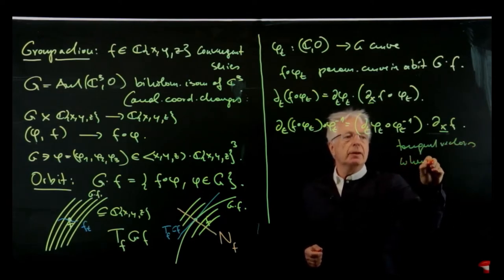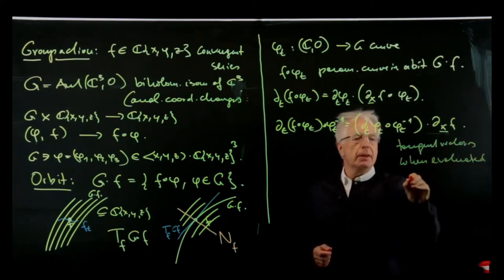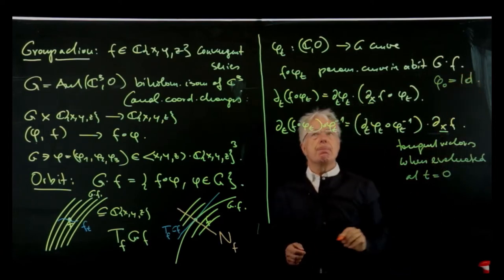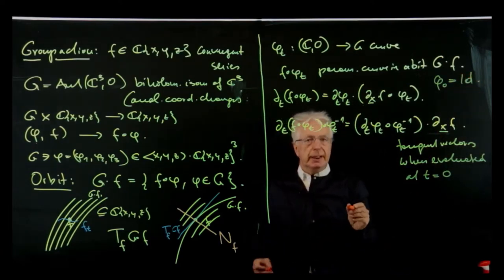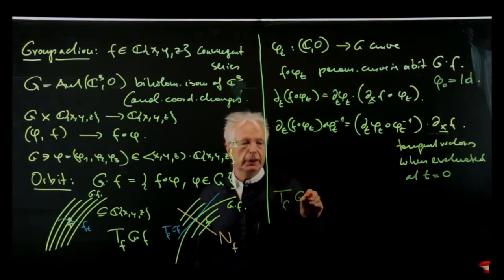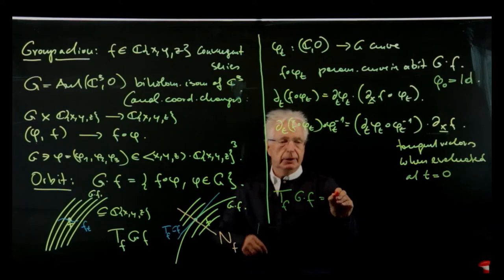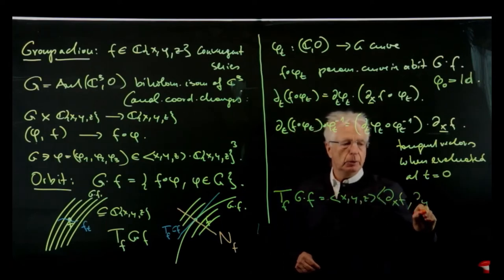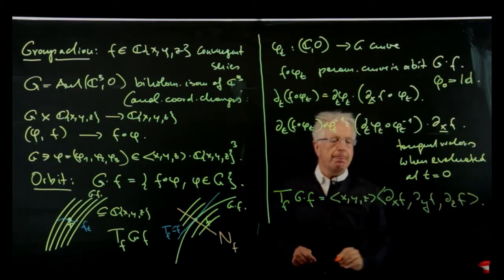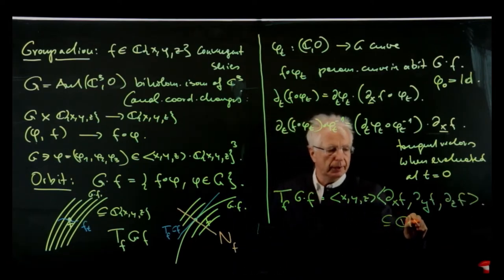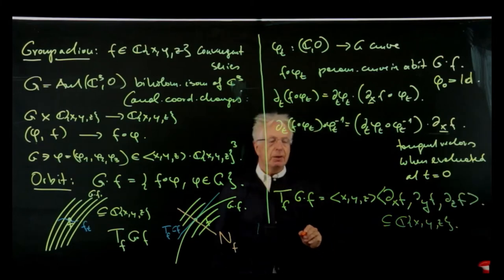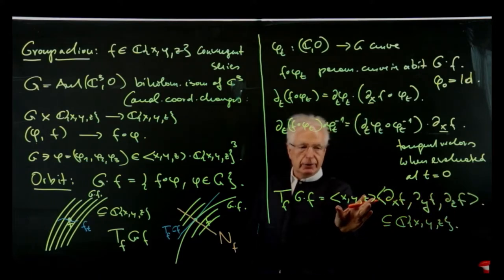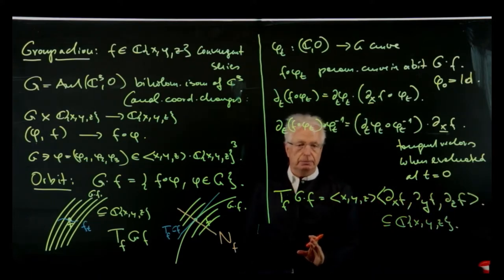when evaluated at t equals 0. And here we assume that phi 0 is the identity map. So what we get as a tangent space, T_F G F, is, now I write it again, the ideal (x, y, z) times d_x f, d_y f, and d_z f. And this takes place inside C{x,y,z}. So you get a linear combination of partial derivatives, and the coefficients are supposed to have no constant term.